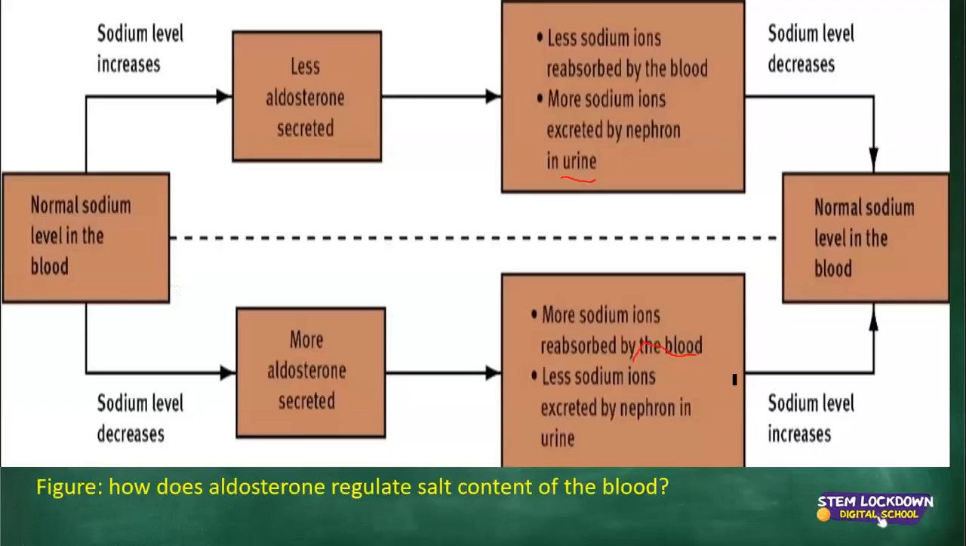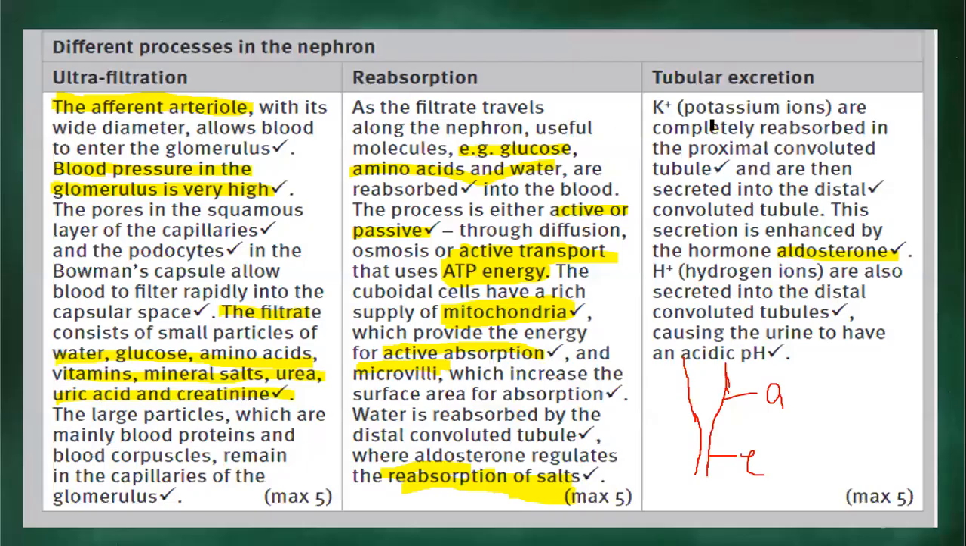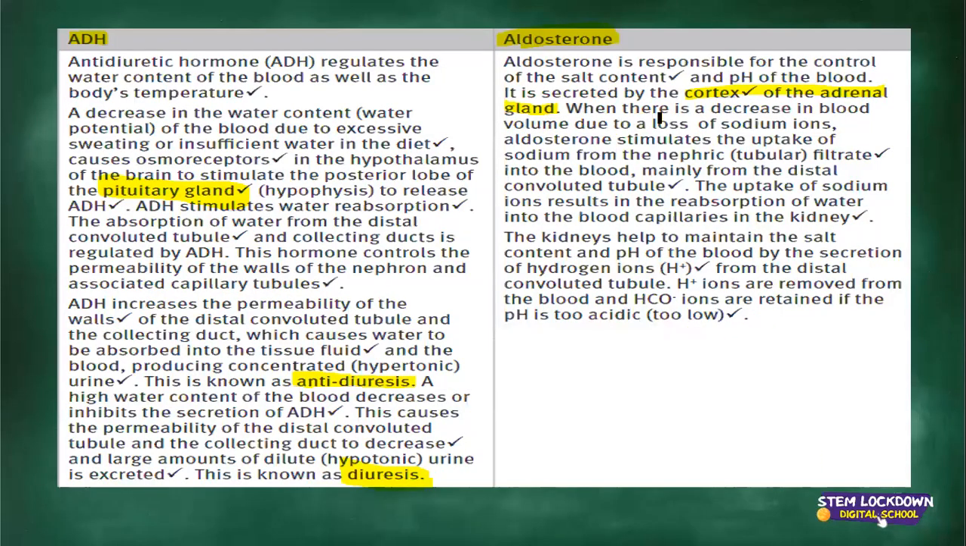Then when there is a decrease in blood volume, why would there be a decrease in blood volume? That would be a result of a loss of sodium ions. So when the blood loses sodium ions, the blood volume will decrease. Aldosterone will then stimulate the uptake of sodium from the tubular filtrate into the blood. Remember, the filtrate has all of these substances. So they will be taken from the filtrate back into the blood.